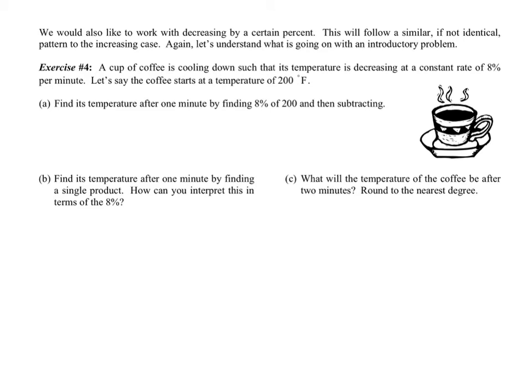A cup of coffee is cooling down such that the temperature is decreasing at a constant rate of 8% per minute. Let's say the coffee starts at 200 degrees Fahrenheit. Find its temperature after 1 minute by finding 8% of 200, then subtracting. So this is how we did it the old way. We're going to say 0.08, because that's what it is as a decimal, times 200, and get an answer of 16. So it's decreasing 16 degrees per minute. Now I have to subtract that 16 to get what it actually is, and now the temperature is 184.